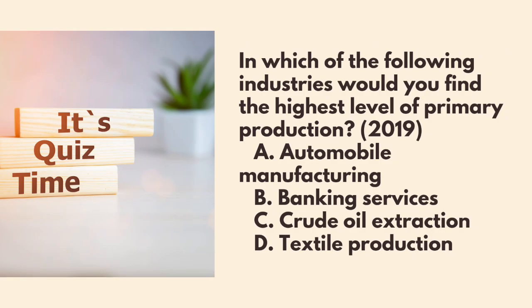Question number two, in which of the following industries will you find the highest level of primary production? This is coming from 2019. Option A, automobile manufacturing. Option B, banking services. Option C, crude oil extraction. Option D, textile production. Think over it. What was our answer?